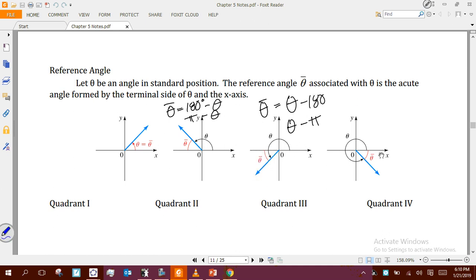And then if I'm in the fourth quadrant, here is that triangle. There's the reference angle that I'm interested in. And now finding that reference angle, let's say theta is 330 degrees. Then that angle there is going to be 30. The way that I can get that is to take 360 minus theta, and that will give me my theta bar, my reference angle. Or if I'm in radians, it'd be 2 pi minus theta.